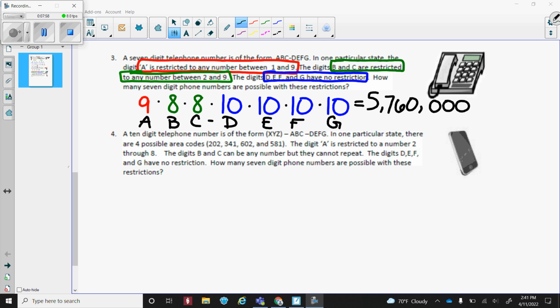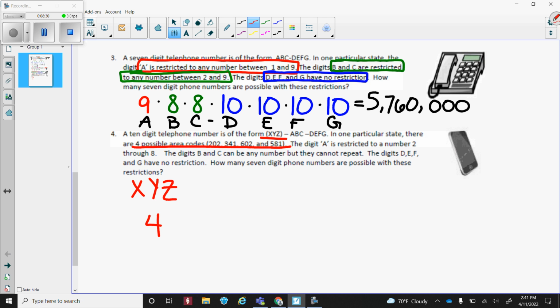Our last one is talking about another phone number, but this time instead of just having A through G, they threw in this X, Y, Z. So X, Y, and Z, this front bit here only has 4 possible combinations. Now, to us, it doesn't matter what those 4 possible area codes are. We just care that it's 4. So when I write this down, I have my X, Y, Z gives me 4 possible combinations.